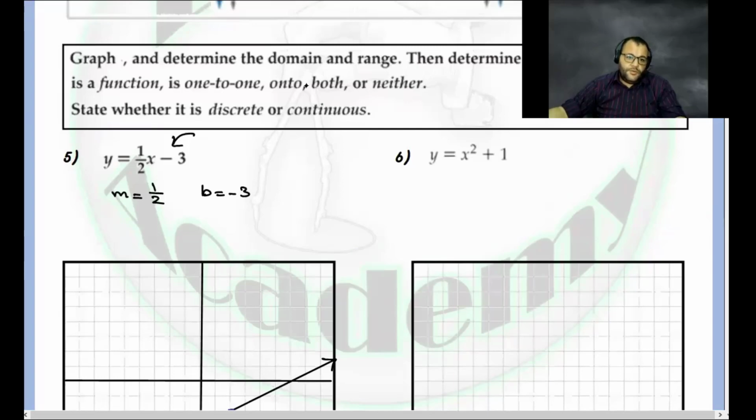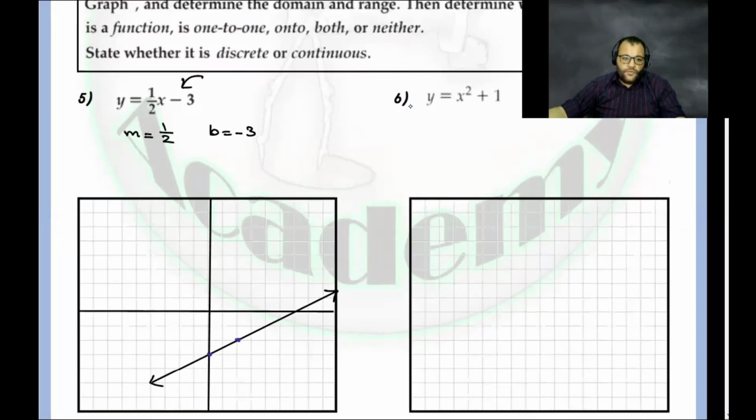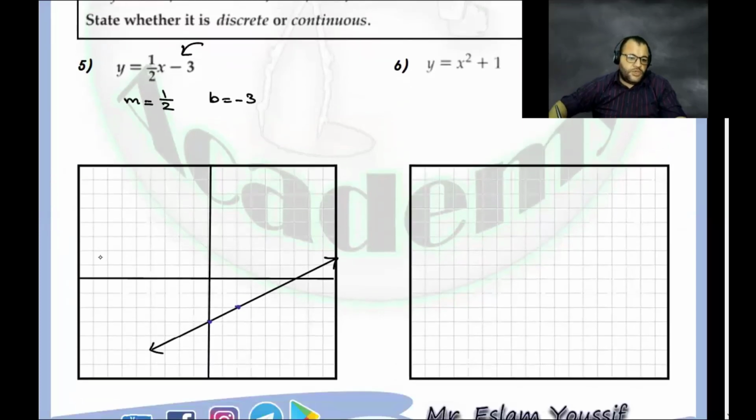How do you read the domain? The domain is the x values, right? We read the domain from left to right, starting from negative infinity to positive infinity. To read the range, we start from down to up. So I will start from the left.